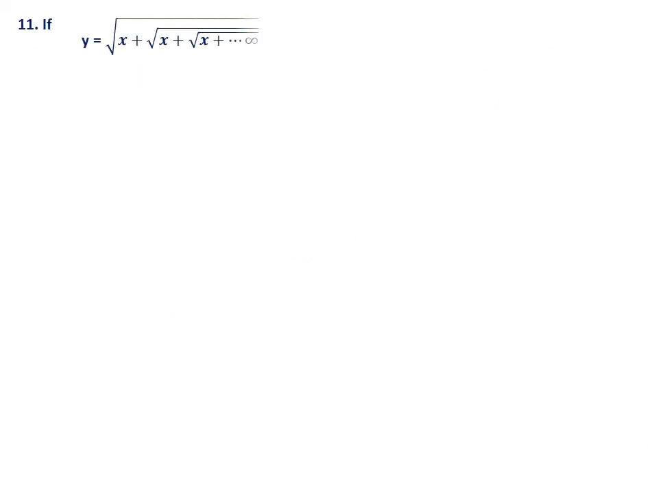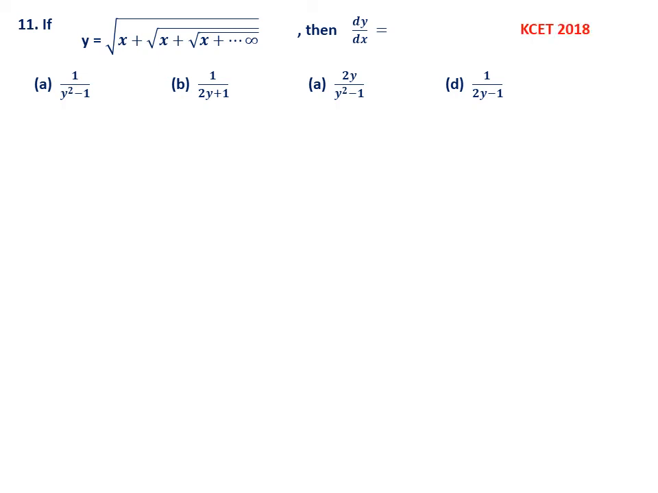Next, 11th question. If y equal to square root of x plus square root of x plus square root of x, etc., up to infinity, what is dy by dx equal to? So 4 options: 1 by y square minus 1, 1 by 2y plus 1, 2y by y square minus 1, 1 by 2y minus 1. So now this is also from 2018 only. This is the 11th question. This is the last question. Of course, remaining questions we shall see later.